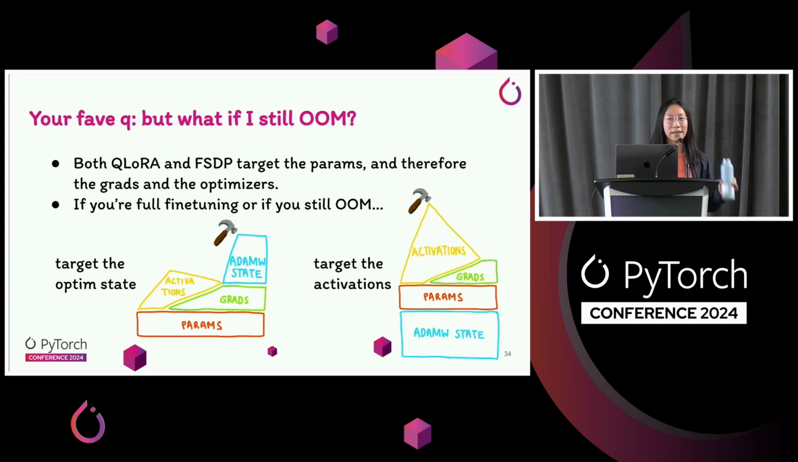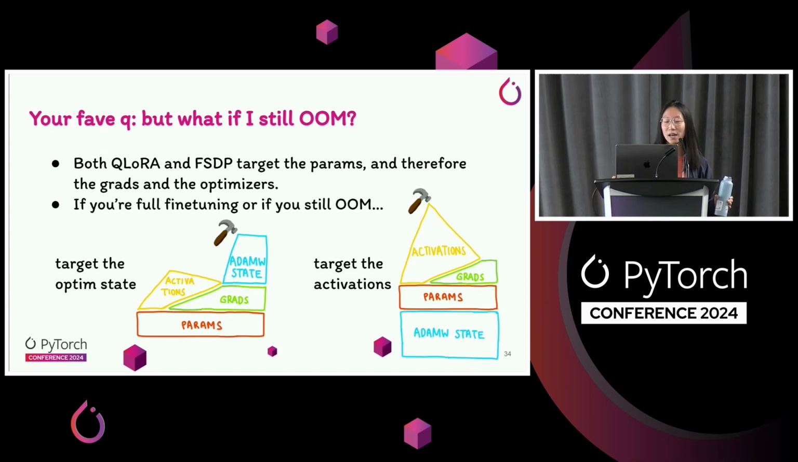Okay, back to our main story. What if you still OOM? Remember that both QLoRA and FSDP hammer at the parameters, and therefore they also reduce the gradients and the optimizer states. But if you're full fine-tuning, where QLoRA just doesn't work for you, or if you're still OOMing after all of this, can you do more? And the answer is you can.